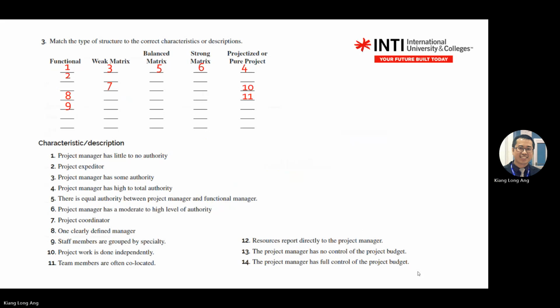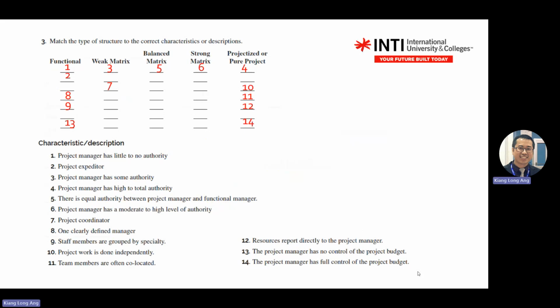Resources report directly to project manager. We use project manager. Okay, projectized. Project manager has no control on the project budget. No control. Of course, it cannot be matrix because it says no control. So it can be functional. Project manager has full control.